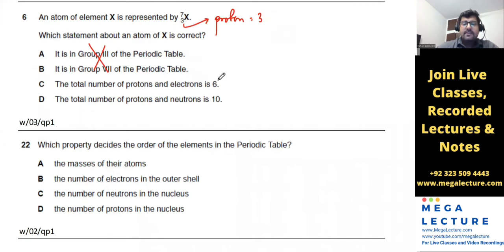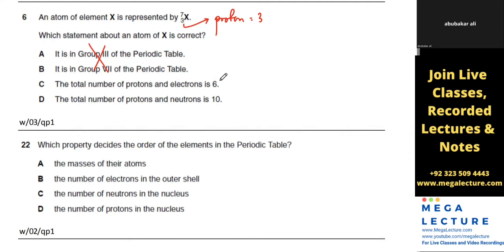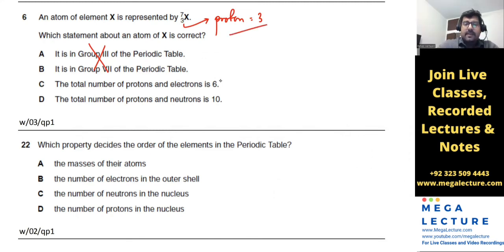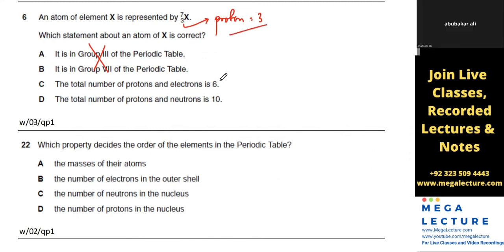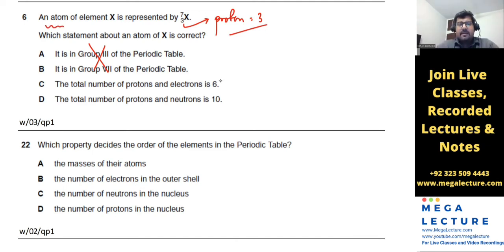Total number of protons and electrons is 6. Is that true? Yes, that is true because you've got 3 protons, and the atom. Remember, be very careful whether he's talking about the atom, because past paper questions can be tricky. Just a very slight different usage of a word, and you will get the question wrong. An atom will have the same number of electrons, which is 3. So the total is 6. So this statement is correct.